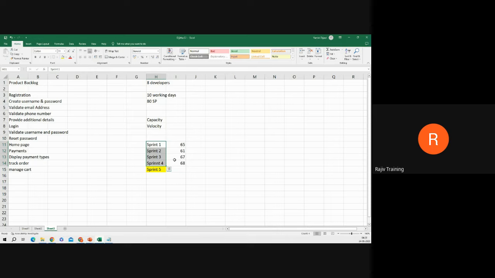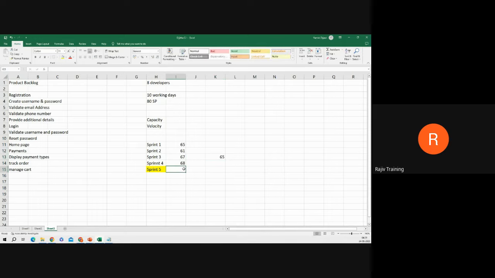Now, what is velocity? Velocity is nothing but the average of these 4 sprints. That is nothing but 65. 65 is the velocity. What that means, on average, the team is able to take up 65 story points worth of work every sprint. The plus or minus will be there, but on average, the team is able to take 65 story points.